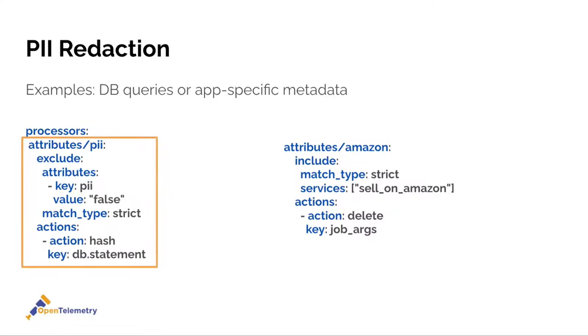In the example on the left, we're doing two things. First, we're saying that if we notice that a span has an attribute with a key of PII and a value of false, then we don't actually want to go any further with this attributes processor. Otherwise, we want to look for the key of database.statement, and if we find it, we want to hash that value. On the right-hand side, we have a different example. Here, we're looking for spans where the service is called sell on Amazon, and we're looking for an attribute of job_args. If we find it, we will delete the job_args attribute.